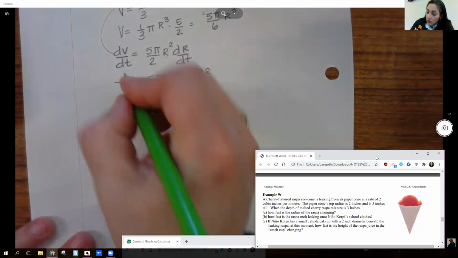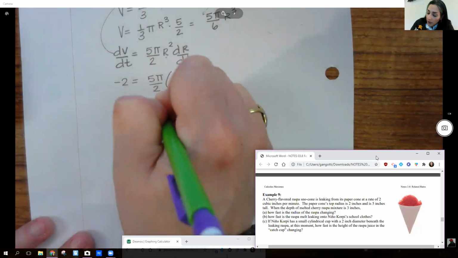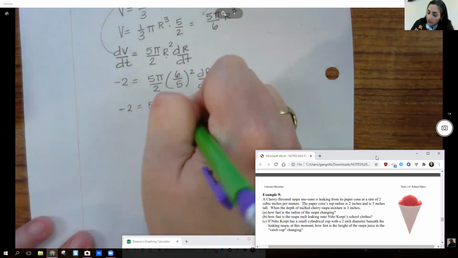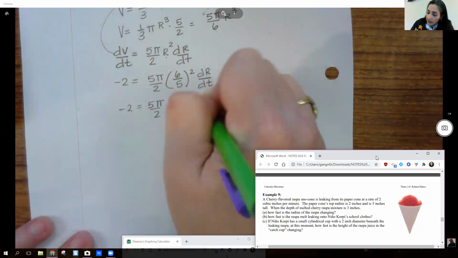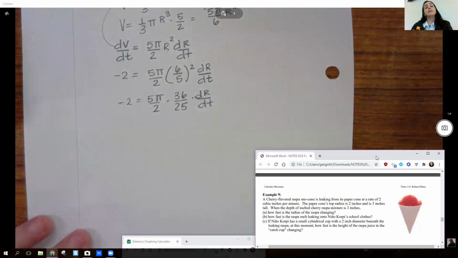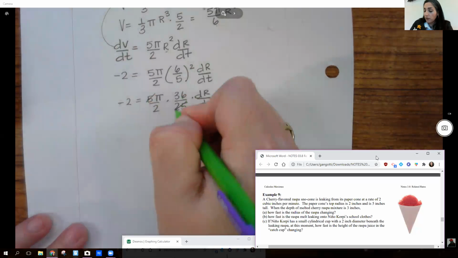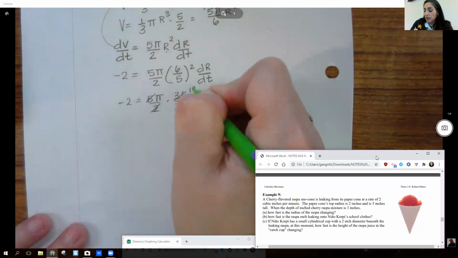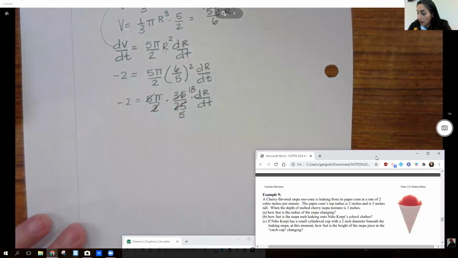All right, so -2 equals 5 pi over 2 times 36 over 25 dr dt. Simplify your arithmetic in whichever way you would like to. I'm going to cancel this 5 with the 25, make that 5. Cancel this 2 with the 36, make that 18. That's about as good as it's going to get, isn't it?